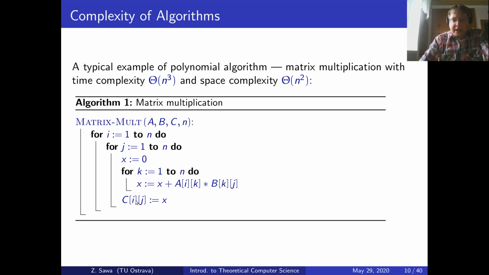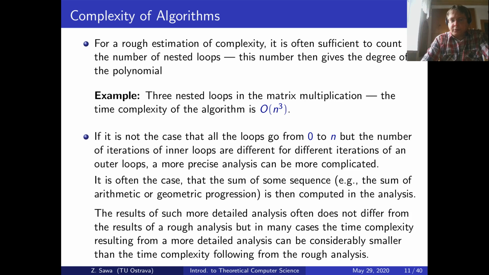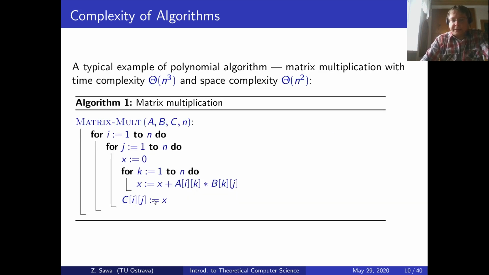So this is a rather simple case. We have 3 loops, this loop is inside this loop, and this loop is inside this loop, so we just multiply n times n times n, so it's n to 3. But it's often not the case. Here it is, because the loops go from 1 to n always, or they are performed n times.